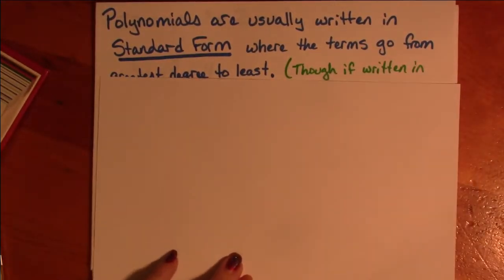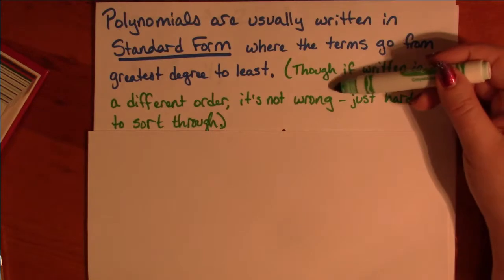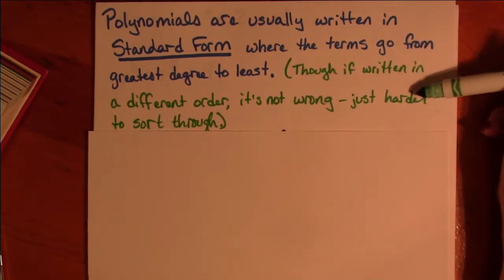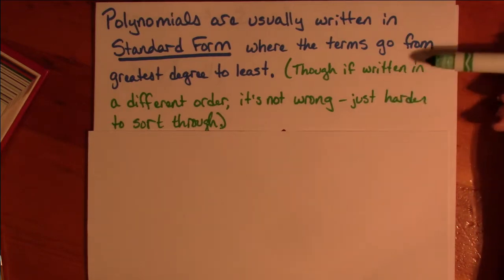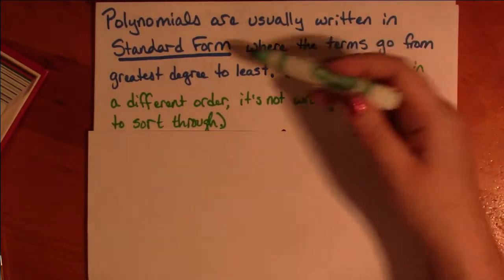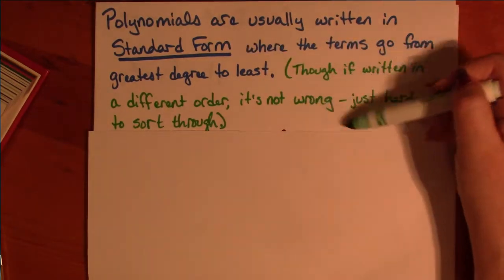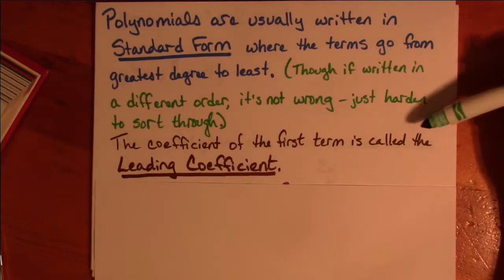Now, if you write it in a different order, it's not wrong. It's just harder to sort through when you're correcting it. And as you get into college math, they will start dinging you for not seeing these details. So try and get in the habit of noticing standard form.